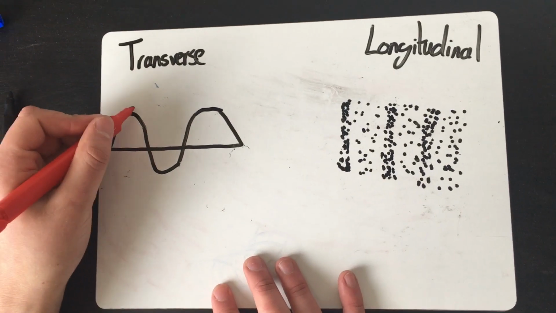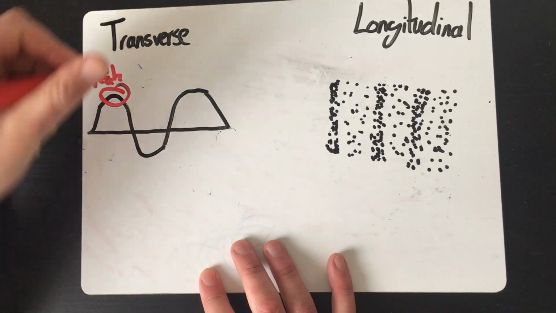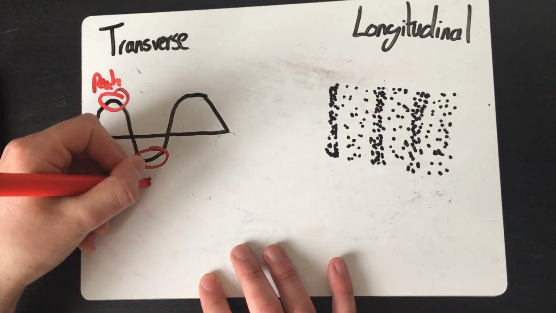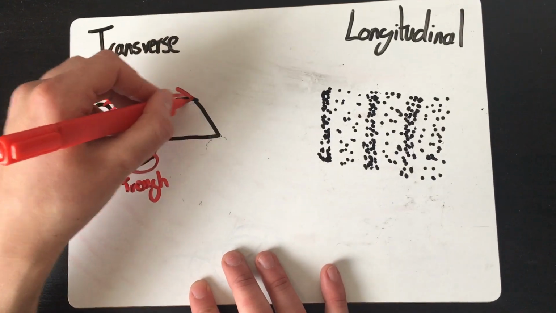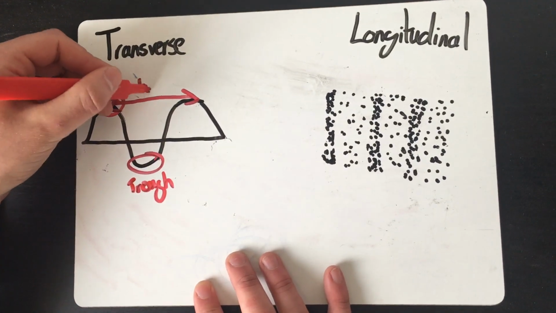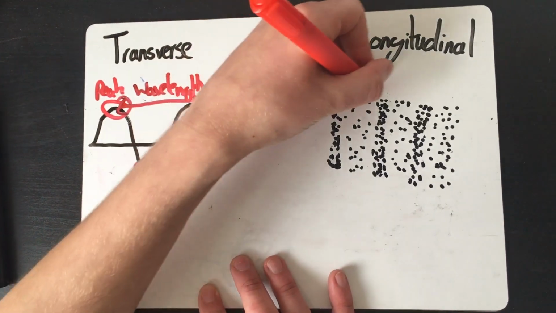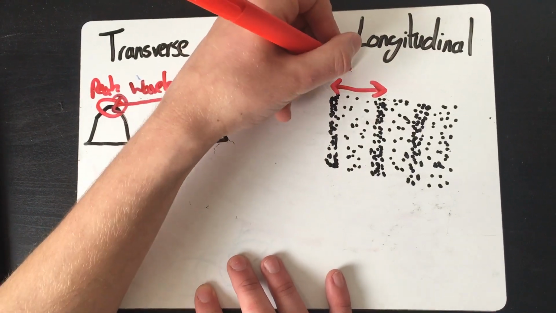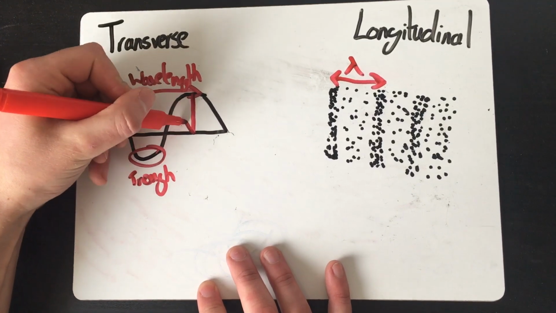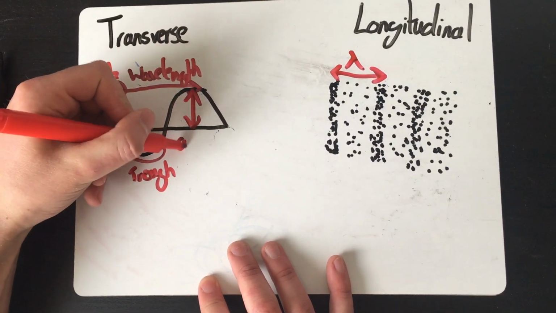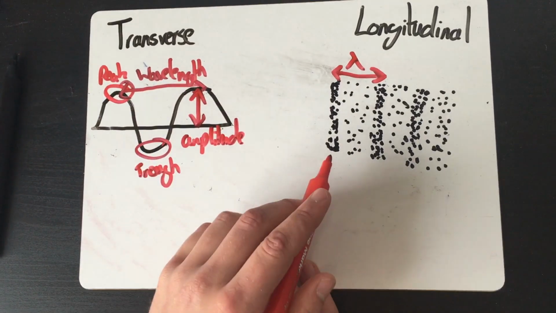When we're looking at these, we can see some key characteristics. At the top of a transverse wave, we've got a peak, and at the bottom, we've got a trough. The distance between two identical points on a wave is called the wavelength. And we'll find this in transverse and longitudinal waves. So that's the wavelength, which we represent with this symbol for lambda. The amplitude is the height of the wave from the middle of the line to the top of the peak.